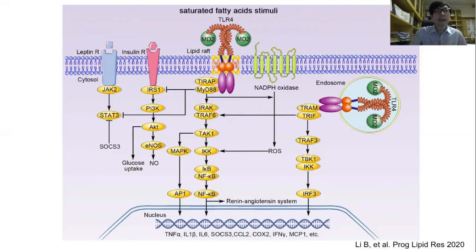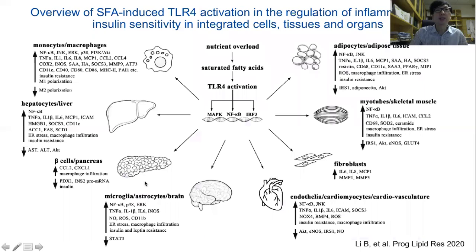Now, how do these inflammatory processes then give rise to organ damage, in particular kidney damage, and also some of the systemic side effects? These are illustrated in the next slide, which I'm afraid is also a fairly busy slide, which I would like to take you through. This slide is an overview of saturated fatty acid-induced toll-like receptor 4 activation in different insulin sensitivity and also inflammation situations in integrated cells, tissues, and organs.